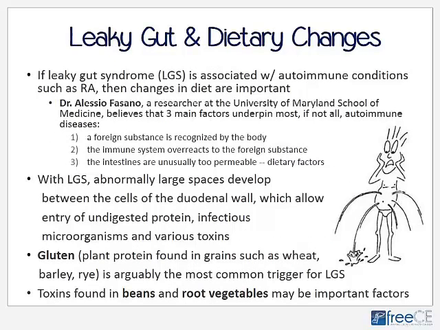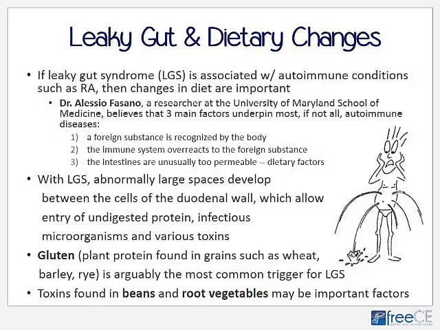As I mentioned earlier, if leaky gut syndrome is associated with autoimmune conditions such as RA, then dietary changes are important. Dr. Fasano from the University of Maryland Medical School believes that three main factors underpin most, if not all, autoimmune diseases, including RA. Number one, a foreign substance is recognized by the body. Two, the immune system overreacts to the substance. And three, the intestines are usually too permeable and they allow in these foreign substances, pathogens, toxins, etc.